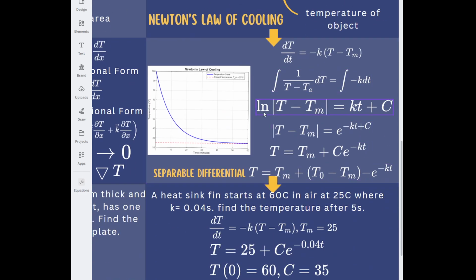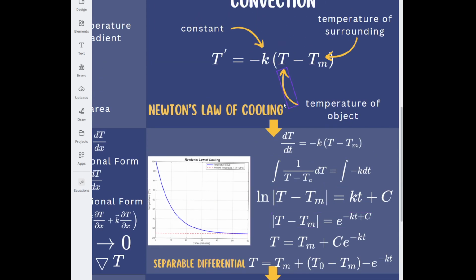For convection, we can use Newton's law of cooling and apply separable differential equations by moving dt to the other side and integrating both sides, giving us e with its exponent, an exponential, and its constant C.